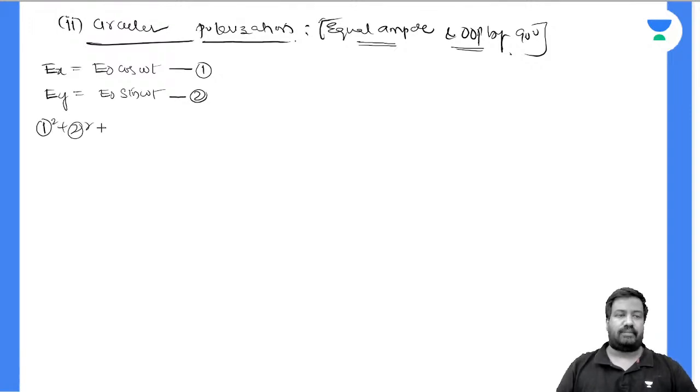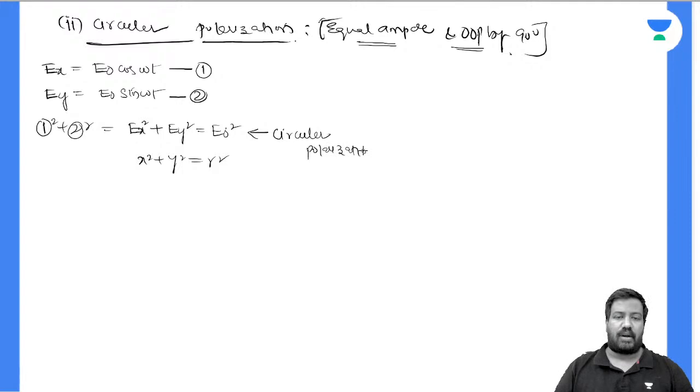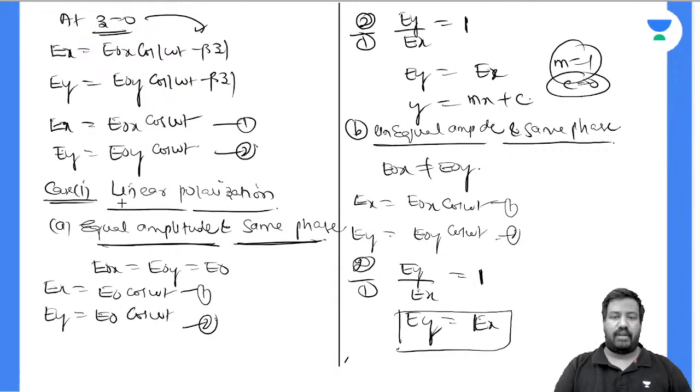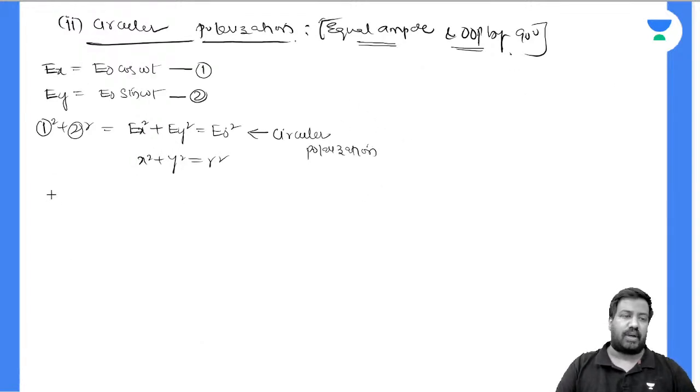Ex square plus Ey square is equal to E naught square. This is of the form x square plus y square is equal to r square, equation of a circle, representing that it is circular polarization. Earlier it was representing the equation of a line, linear polarization. Now it is representing a circle, therefore circular polarization. Third one, elliptical polarization.